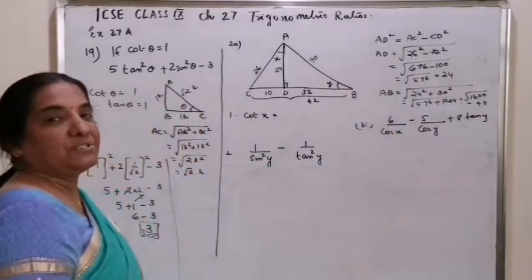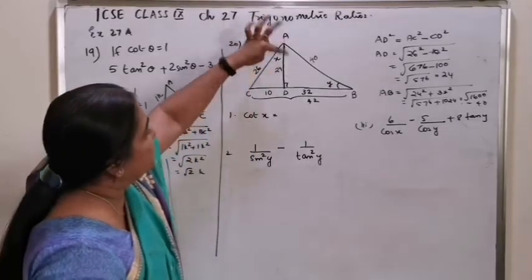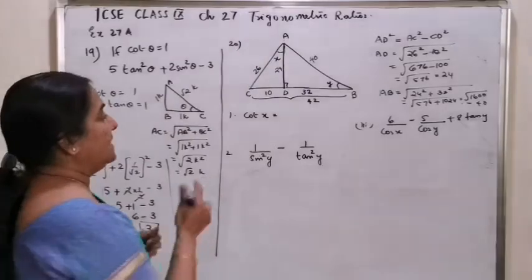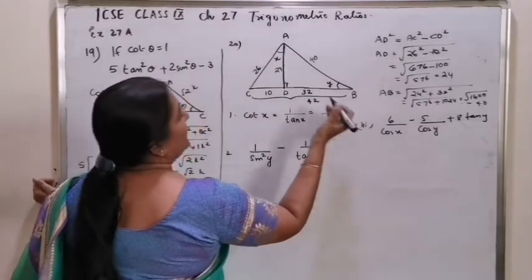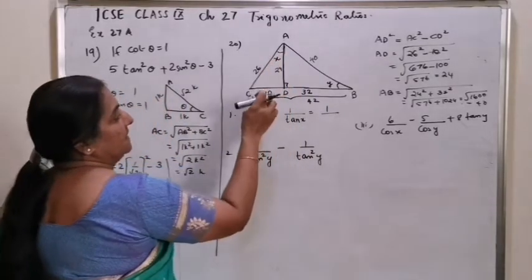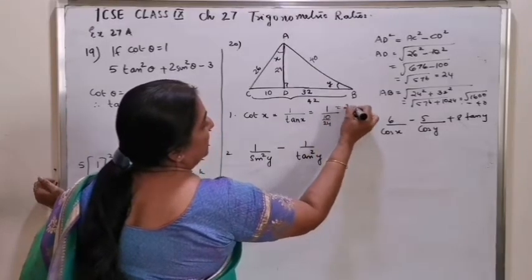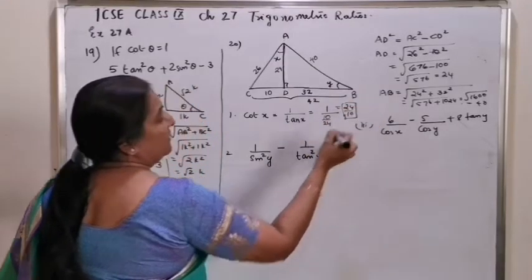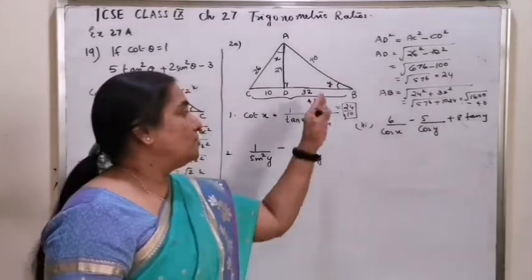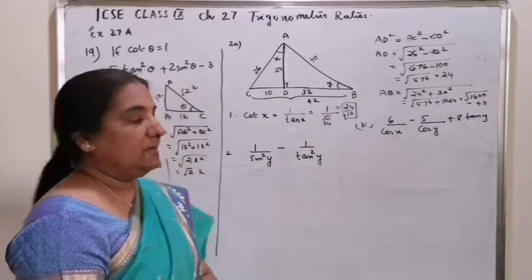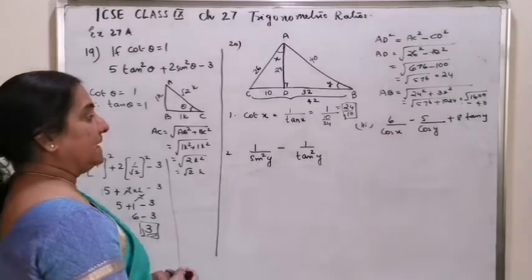So now you have understood the sides. Cot x. The measure is here in triangle ADC. Cot x is the same as 1 by tan x, which is 24 by 10. Even if you reduce or leave it as 24 by 10 or 2.4 or 12 by 5, you will get the full marks. Next, 1 by sin square y minus 1 by tan square y.